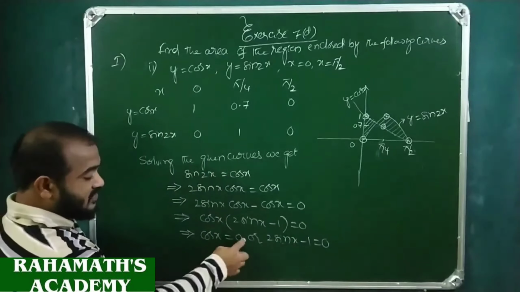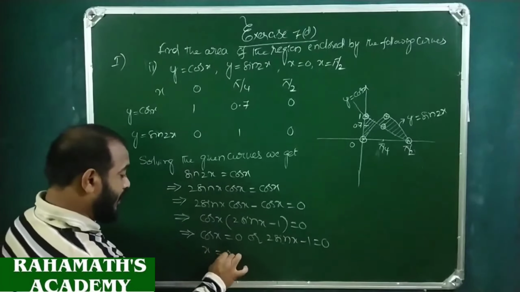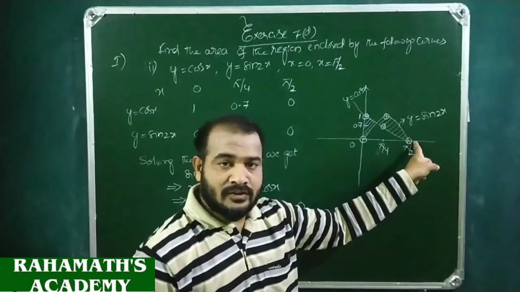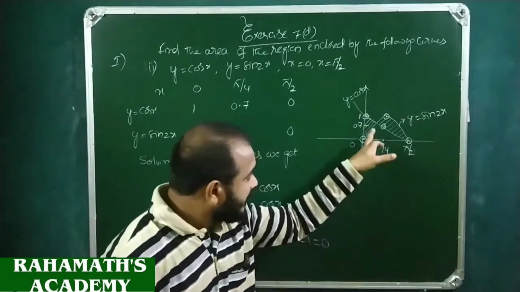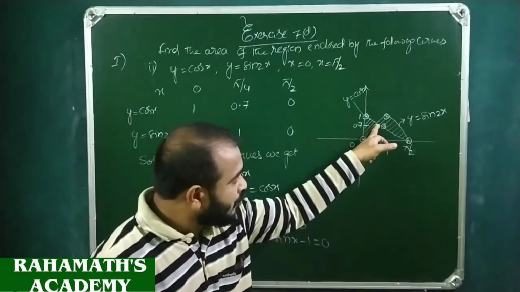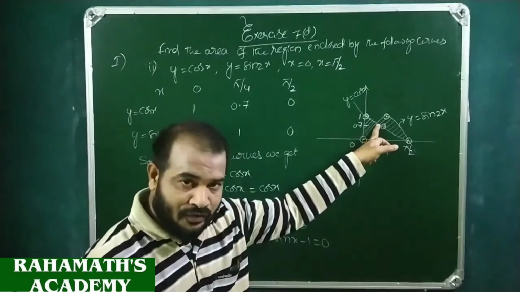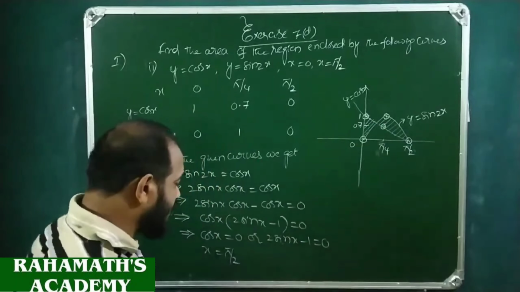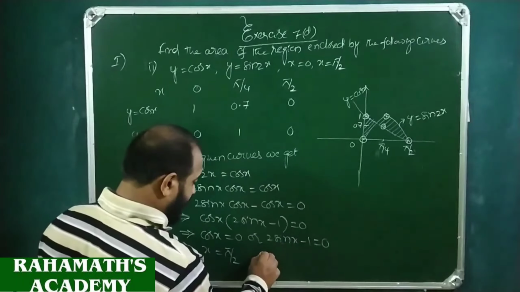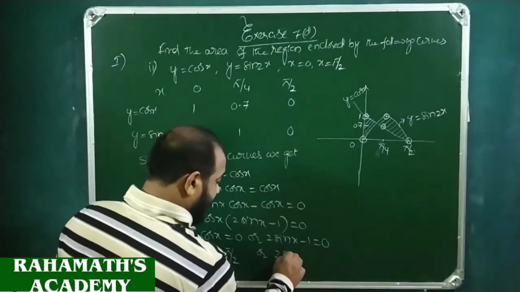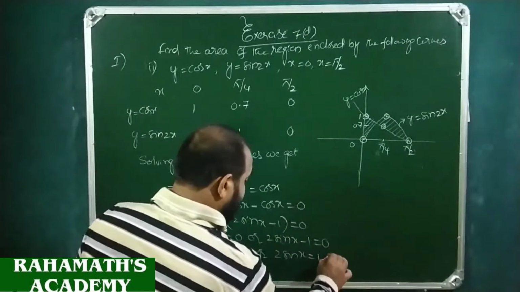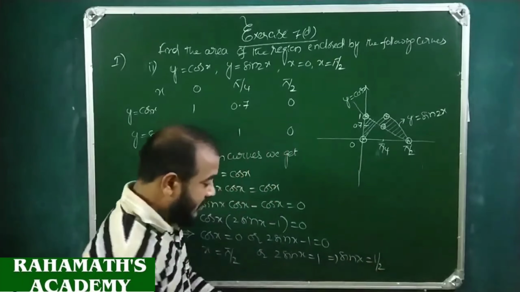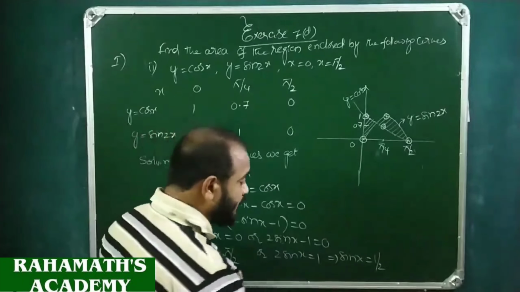If cos x equals 0, then x equals pi by 2. So clearly both are intersecting at x equals pi by 2. That we know. But we want to know this other point of intersection. For this, we need to solve 2 sin x minus 1 equals 0. So 2 sin x equals 1, sin x equals half. So we are aware, if sin x equals half, x equals how much?